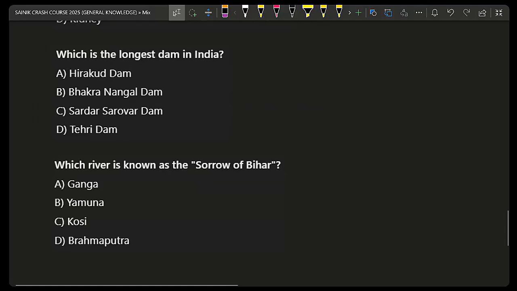Which is the reason for sadness of Bihar? Which river? Ganga, Yamuna, Kosi, Brahmaputra.